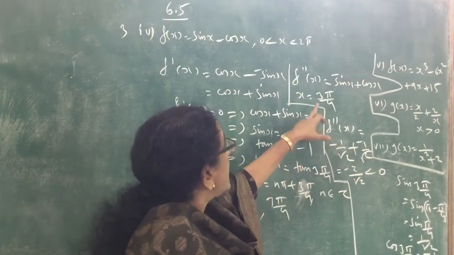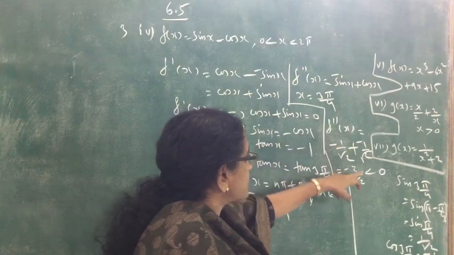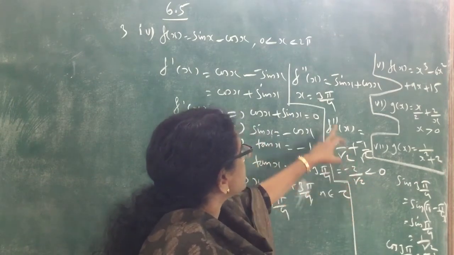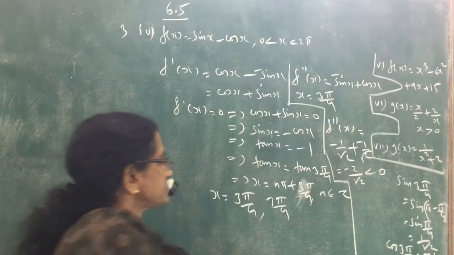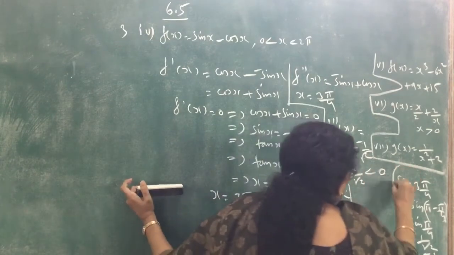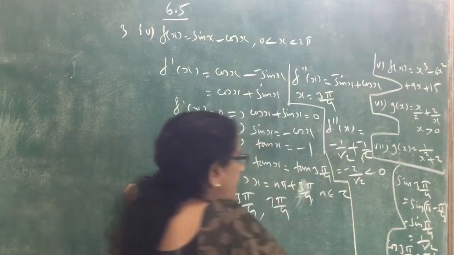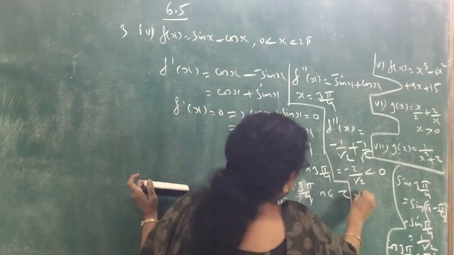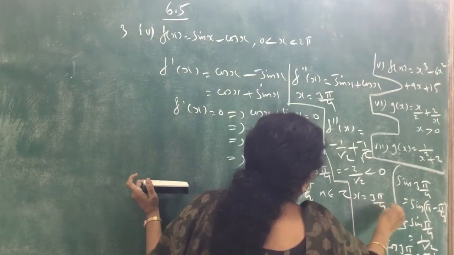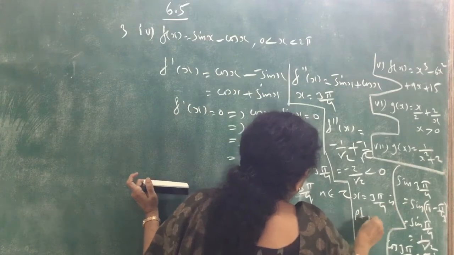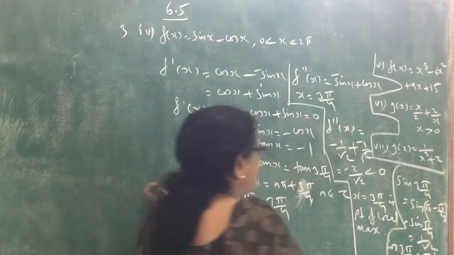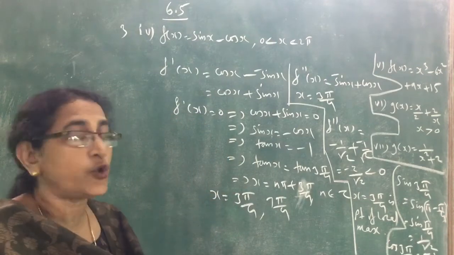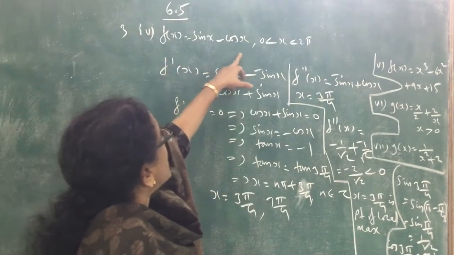At this value, the second derivative is less than 0. That means x equal to 3 pi by 4 is a point of local maxima. Then the local maximum value we have to find by substituting in the function.